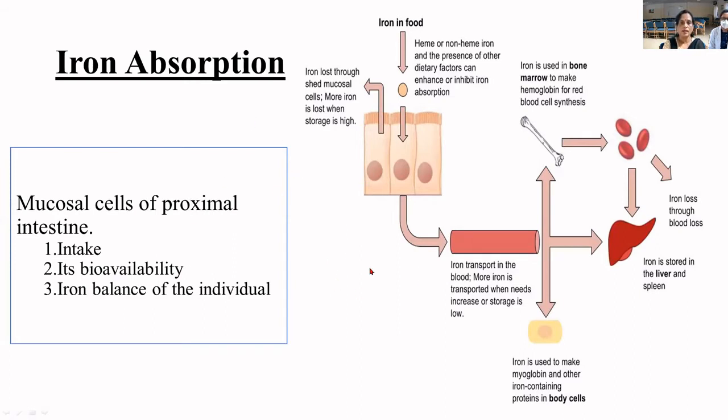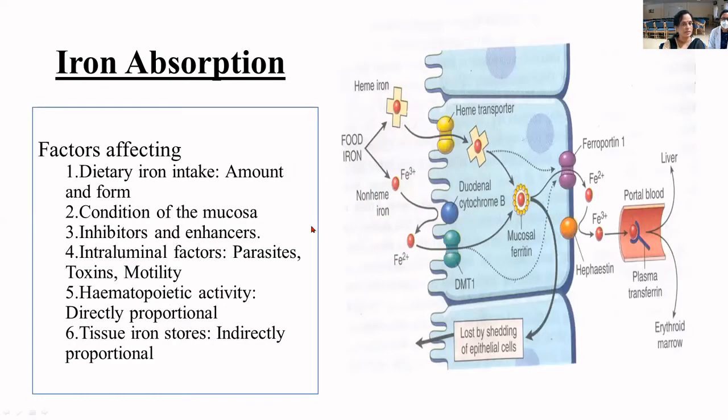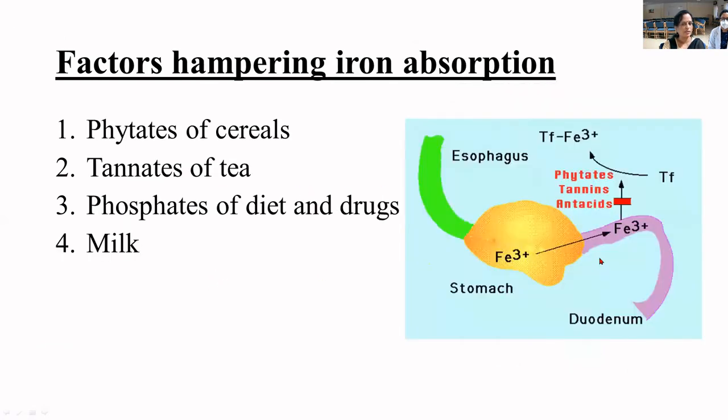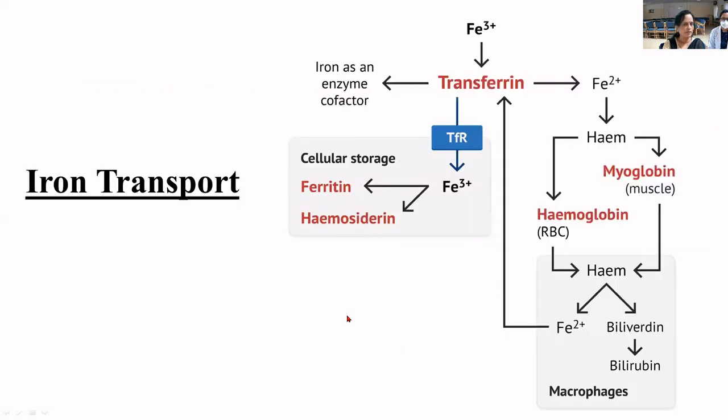Yes, iron absorption, iron metabolism, all these we get more information from our students. Iron absorption, dietary intake, factors promoting iron absorption. Just now we spoke about hydrochloric acid. Heme iron is better absorbed, and ascorbic acid, vitamin C, helps absorption. All these others will interfere with the absorption.